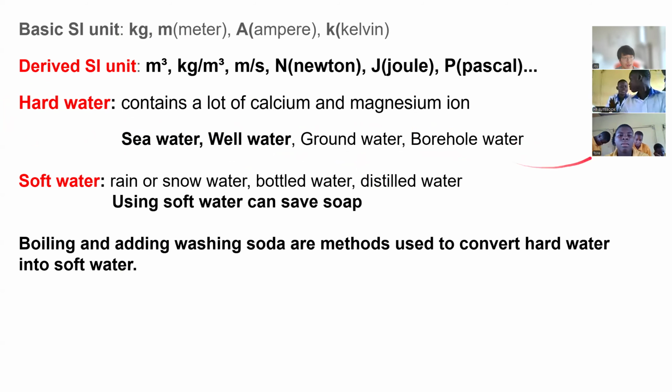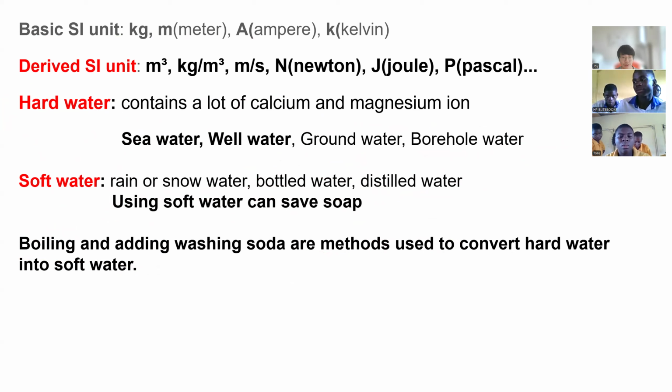Soft waters are ones that do not contain a lot of calcium and magnesium ions, such as rain or snow water, bottled water, and distilled water. Using soft water can save soap. And boiling and adding washing soda are methods used to convert hard water into soft water.